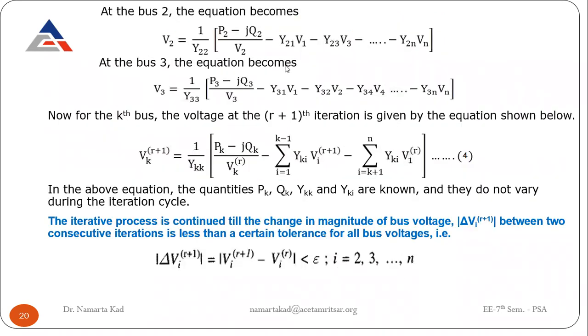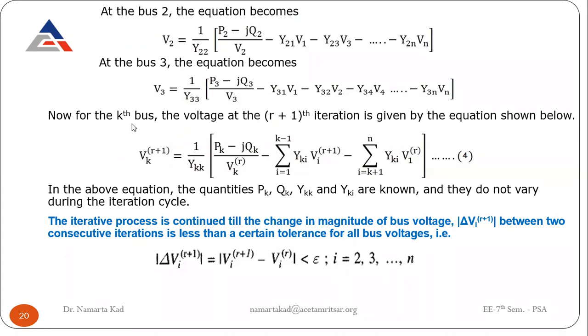Similarly at bus number 3, it can be written as V3 equals 1 upon Y33 times (P3 minus jQ3) divided by V3 conjugate, minus, now, all the admittances with respect to bus number 3. So Y31 V1 minus Y32 V2 minus Y34 V4 minus Y3n Vn.